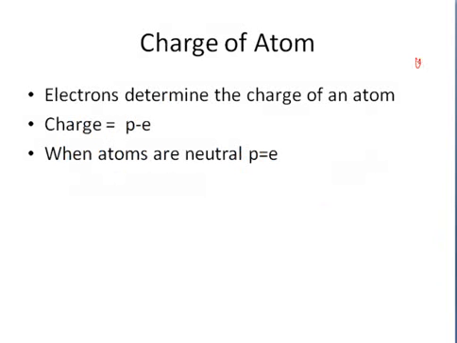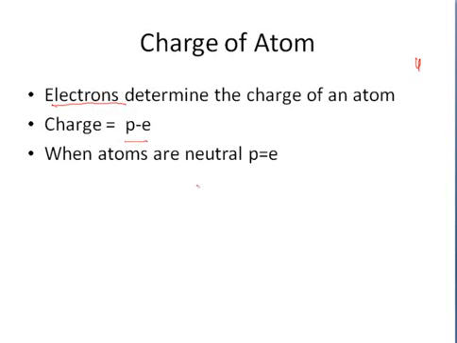Okay, so let's take a look at the charge of an atom. The charge of an atom is determined by the number of electrons that an atom has. The number of protons can't change, but electrons can. So the charge is going to be my number of protons minus my number of electrons. Okay, so let's take a look at why that's true.